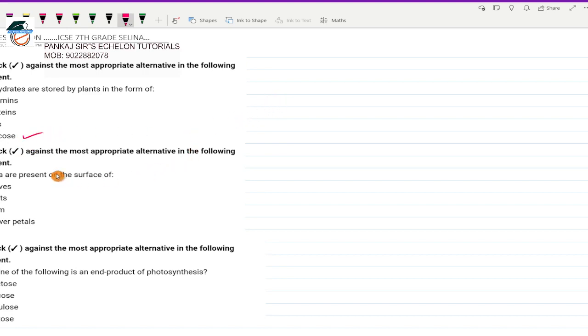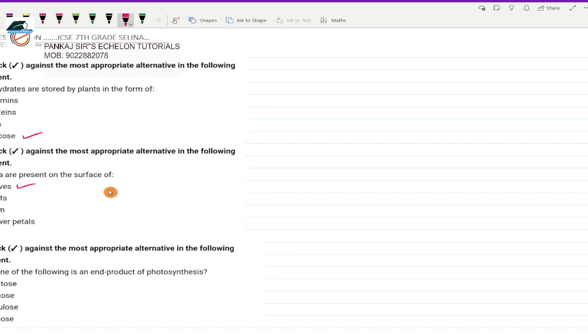Next, again, put a tick mark against the most appropriate alternative in the following statement. Stomata are present on the surface of what? Is it leaves, roots, stem, flower petals? The answer is leaves, because I had explained in my concept videos that leaves consist of a lot of tiny pores called stomata. So stomata are present on the leaves, so I'll tick mark leaves for the answer.